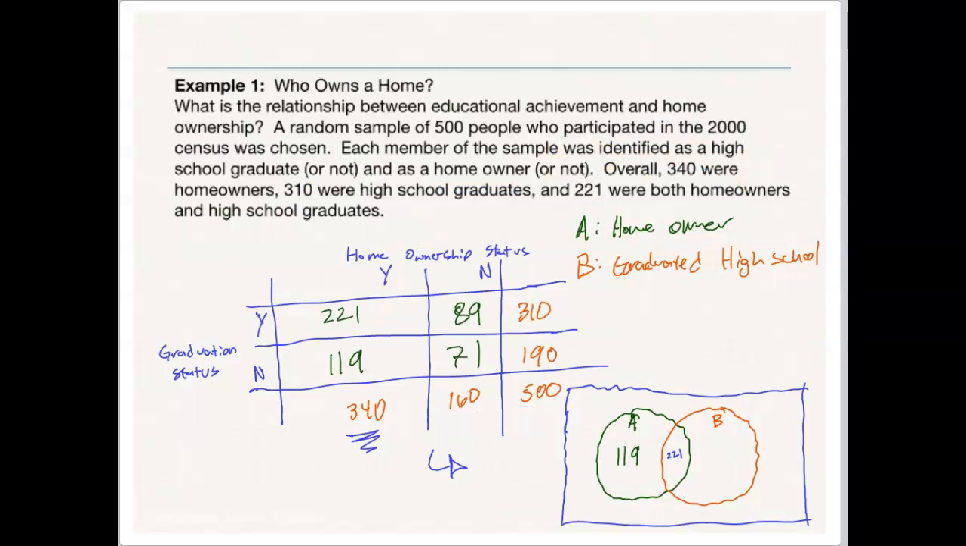And then event B, graduated high school. Well, I know that that's a total of 310, but the section here is graduated high school but are not homeowners, so that's only going to be, right, 89, but the 221 plus the 89 should give me the 310, which it does. And then the outside, remember this section is they're neither a homeowner nor did they graduate high school. So neither a homeowner nor graduated high school, which is 71.